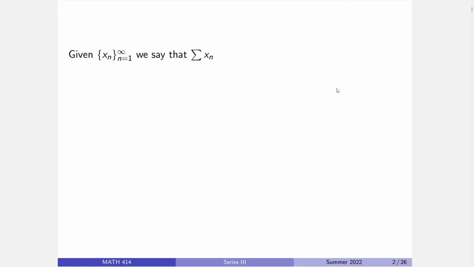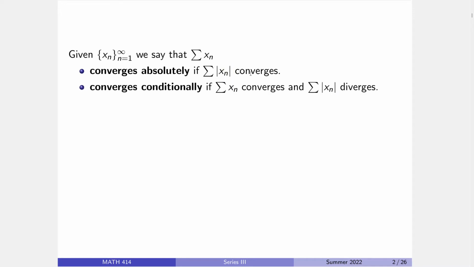So, given a sequence, we say that its series will converge absolutely if the series of the absolute values converges. And we will say it converges conditionally if the series converges, but the series of absolute values fails to converge. Okay, so again, hopefully this is familiar. You remember this from your Calc 2 days. This is primarily what we're going to focus on. We are going to focus on these two concepts, and that's it. That's all we're doing in this video.